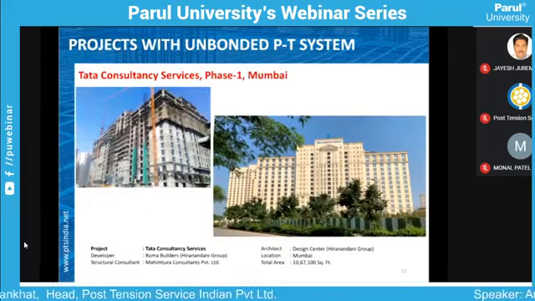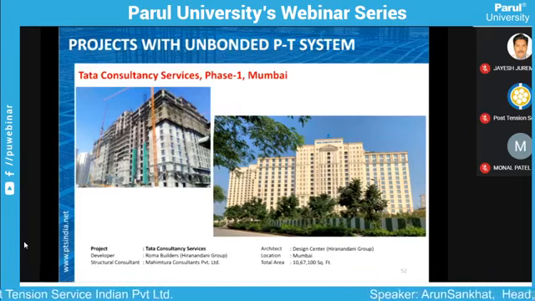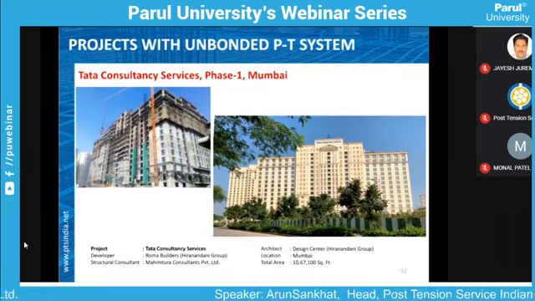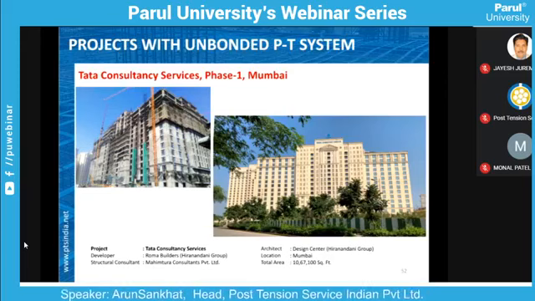This is one of the iconic buildings we did. It is for TCS, Tata Consultancy Services, in Mumbai. This is phase 1. Phase 2 is also completed, and now we are working on phase 3. So it is a huge campus in Mumbai for TCS.